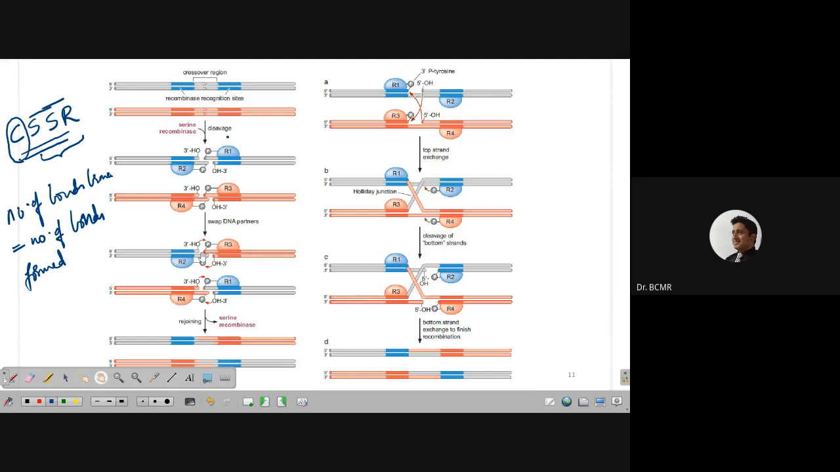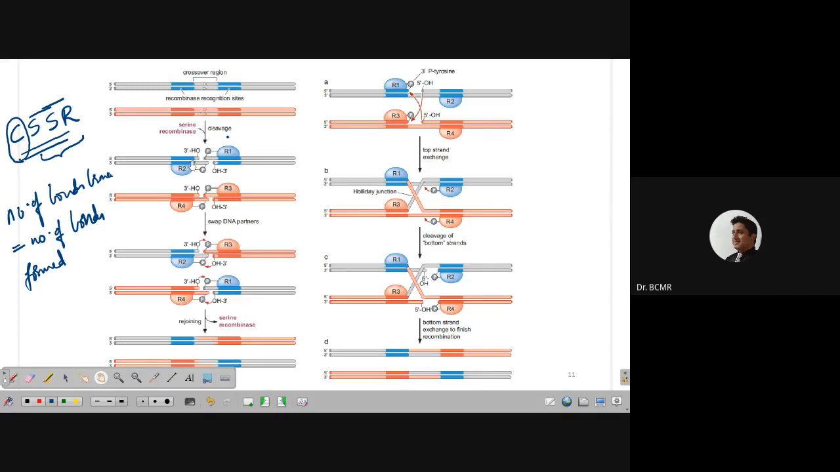So what we are doing now is that we will review the serine and tyrosine recombinases, and then we'll see transposons. That's something very interesting also. We will discuss the differences between serine recombinases and tyrosine recombinases.